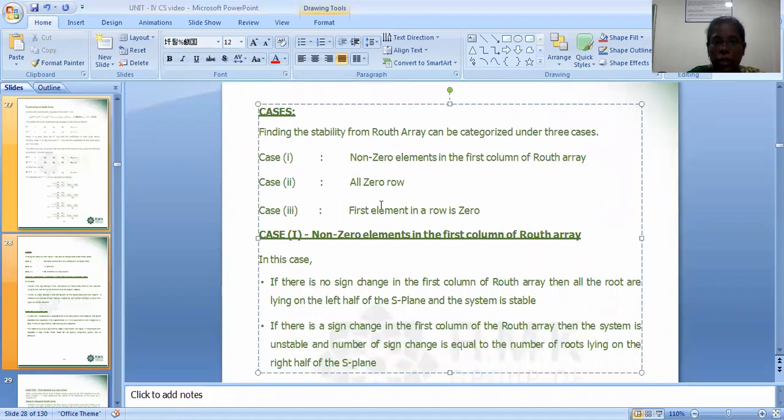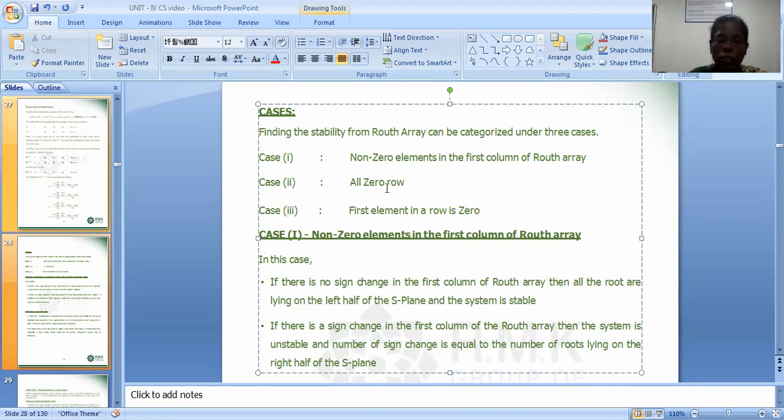So the 3 cases are, one is the non-zero element, all zero row, and first element in a row is 0. A non-zero element is nothing like a normal Routh array. It is like a normal Routh array where no zero elements will be occurring, right? Whereas the second case is all zero row. All zero row is the one where in one particular row alone, the entire row will become 0. That is all zero row.